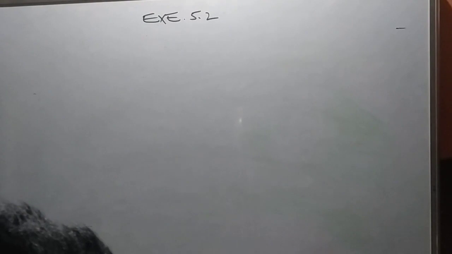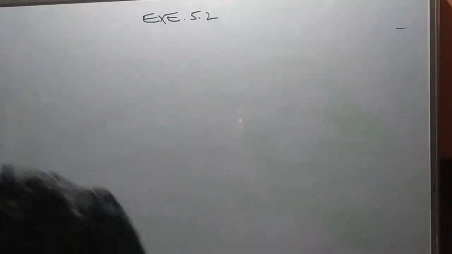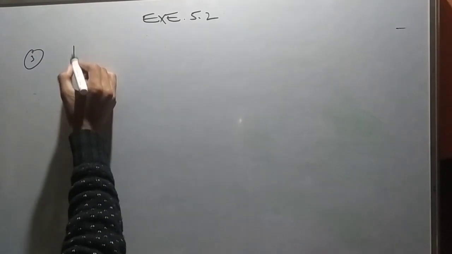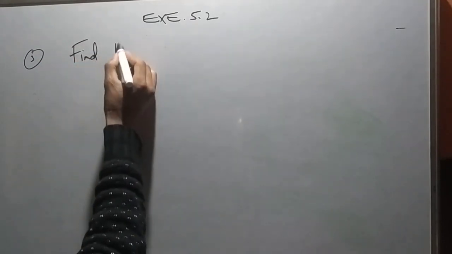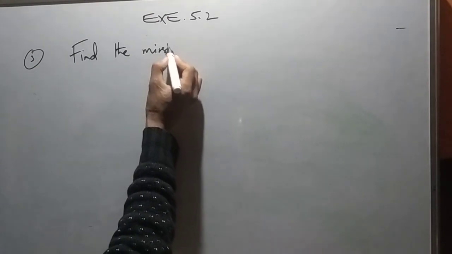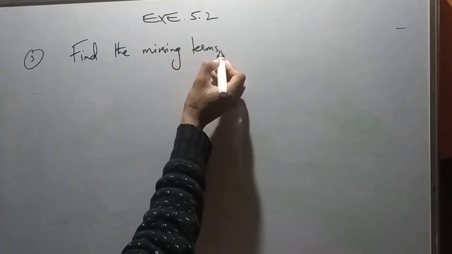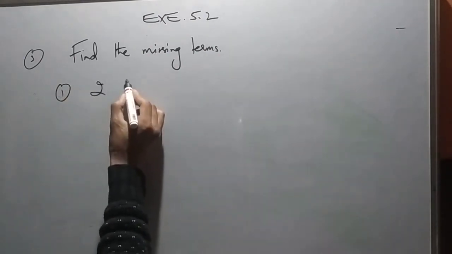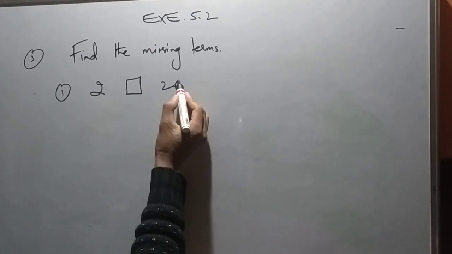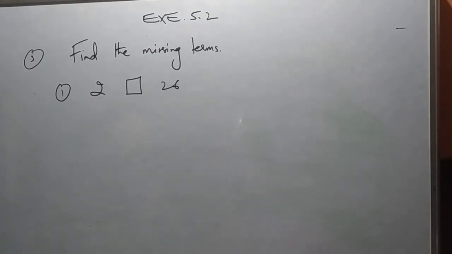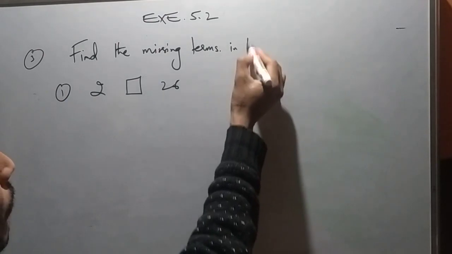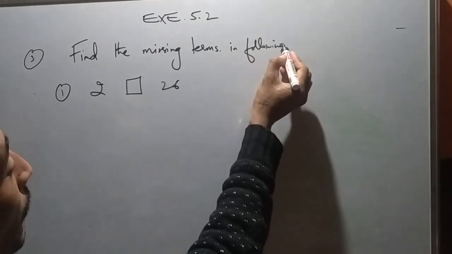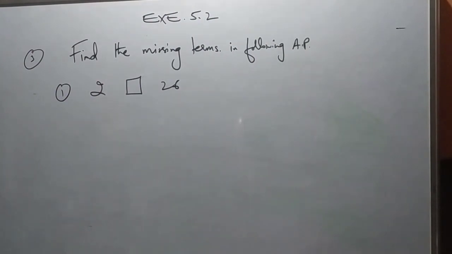Okay. So the third question is on missing terms in an AP. Find the missing terms in the following AP: the first term is 2, then a box, then 26, and so on.